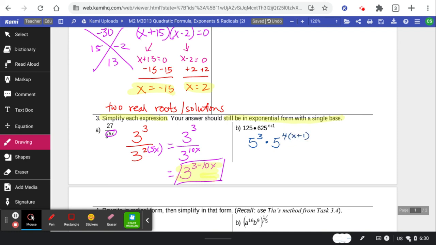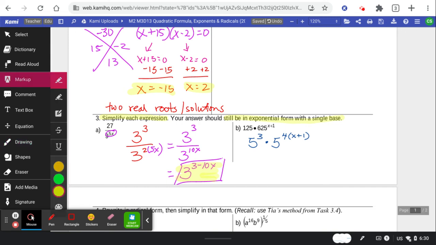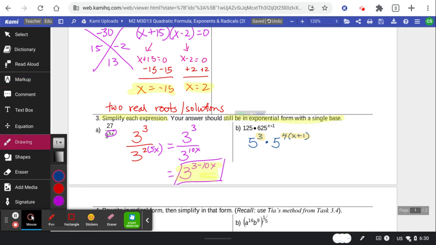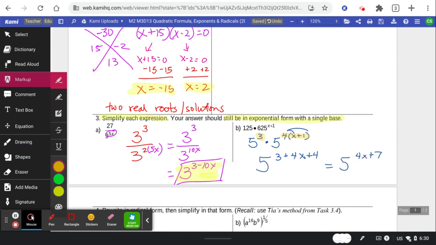And so we're rewriting this as a single base using, in this case, the add rule, this plus this. So we're going to write it as a single base 5, 3 plus 4x plus 4. If I distribute that, final answer is 5 to the 4x plus 7. See if you can follow along to all those steps. There it is rewritten as a single base.